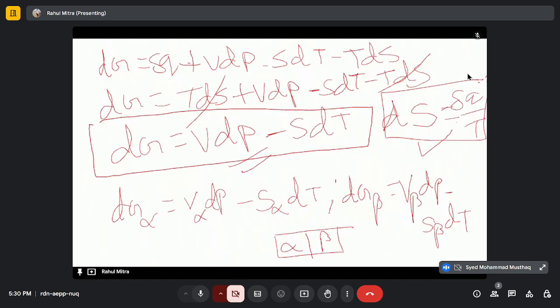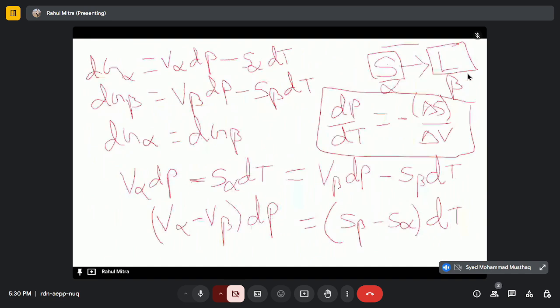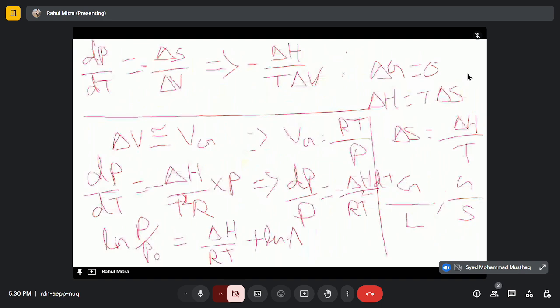And if these two phases are in equilibrium, then we wrote it as dG alpha is equal to dG beta, and we know dG alpha is equal to V alpha dP minus S alpha dT, and dG beta is equal to V beta dP minus S beta dT. And if we do some mathematical approximation and some mathematical jugglery, then we finally arrive at this equation, which is called the Clapeyron equation.